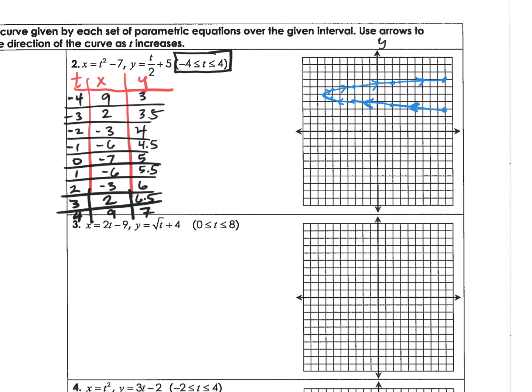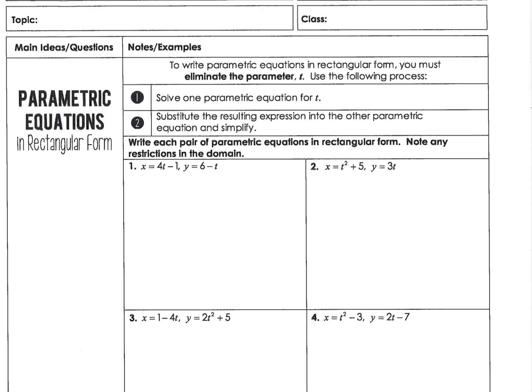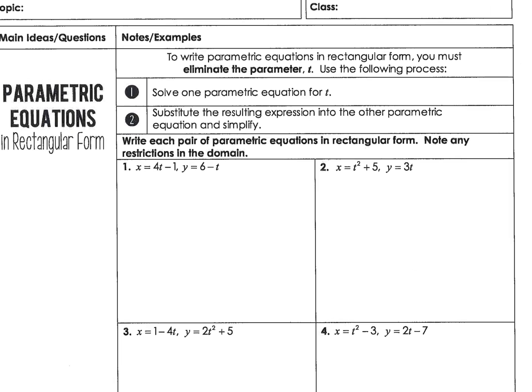So we need to set up our window to match that. So that's all we're going to do. We know how to use our calculators to do that. Let's go. Parametric equations in rectangular form. So how do we write a parametric equation in rectangular form? You have to eliminate the parameter t. Guys, this is the whole thing. Eliminate the parameter. How do we do that? We plug from one into the other, don't we? So we solve one of them for t, and then we sub in to the other one.